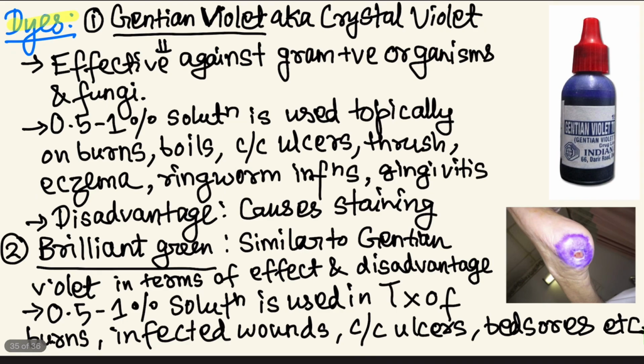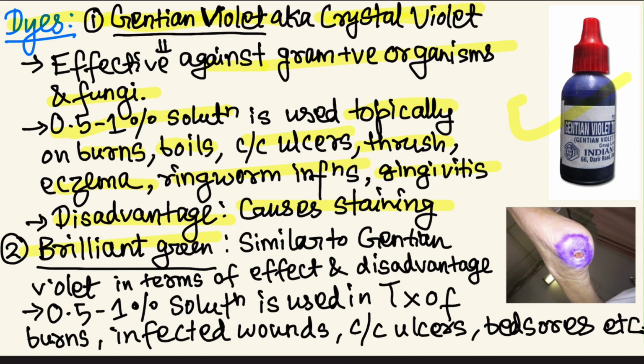Then we have the dyes. Under this we have first gentian violet, which is also known as crystal violet. It is effective against both gram-positive organisms and fungi. And 0.5 to 1% solution of it is used topically for burns, boils, chronic ulcers, bed sores, oral thrush, eczema, ringworm infections, and gingivitis, that is inflammation of the gums. Disadvantage is that it causes staining.